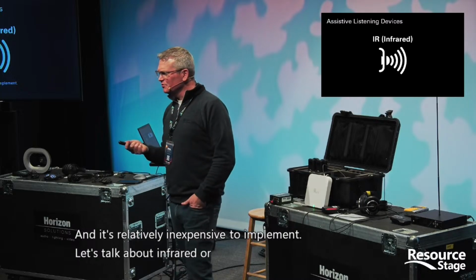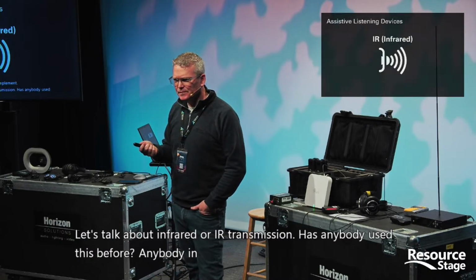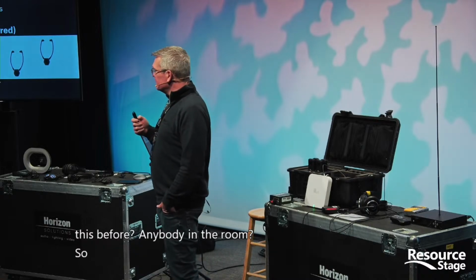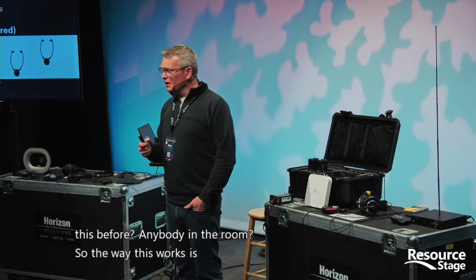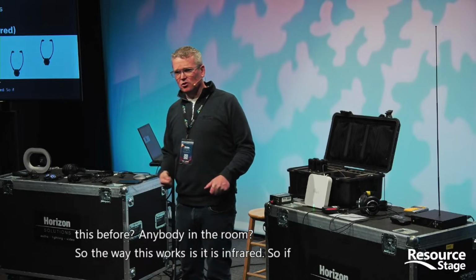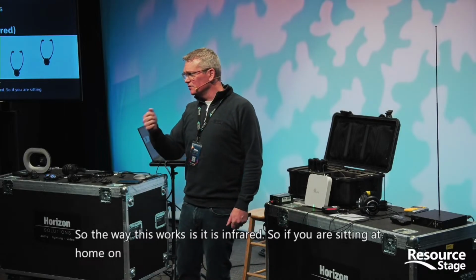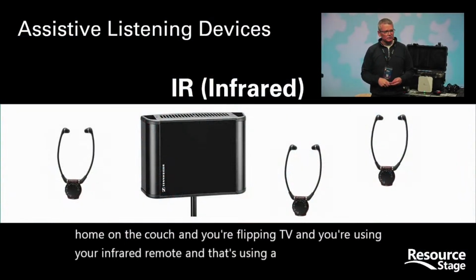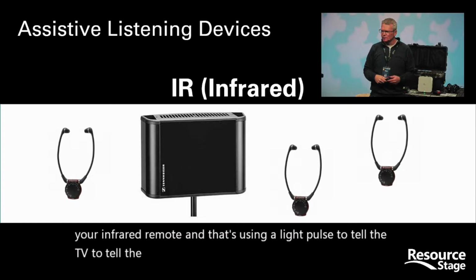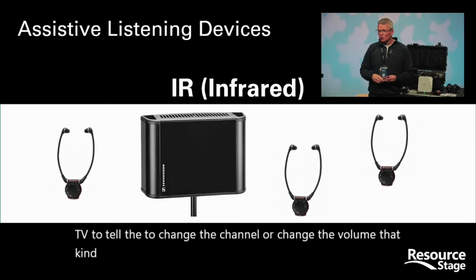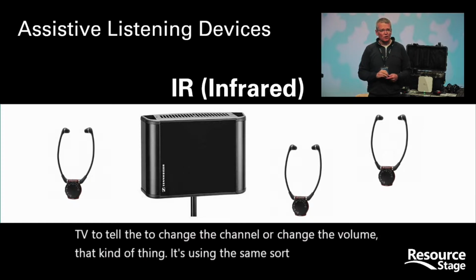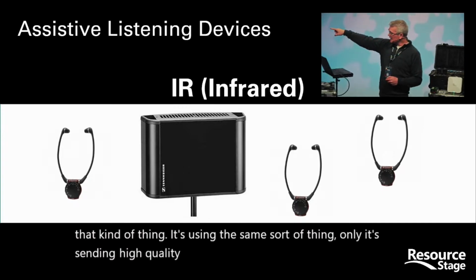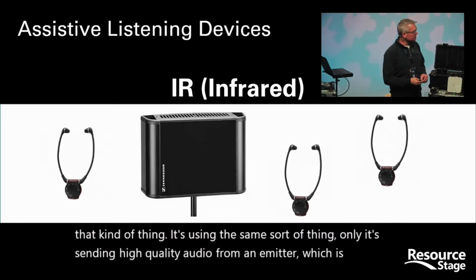Let's talk about infrared, or IR, transmission. Has anybody used this before? Anybody in the room? No? Okay. So the way this works is it is infrared. If you are sitting at home on the couch flipping TV channels and you're using your infrared remote, that's using a light pulse to tell the TV to change the channel or change the volume. It's using the same sort of thing, only it's sending high quality audio from an emitter, which is that black box there, that thing that says Sennheiser on it.